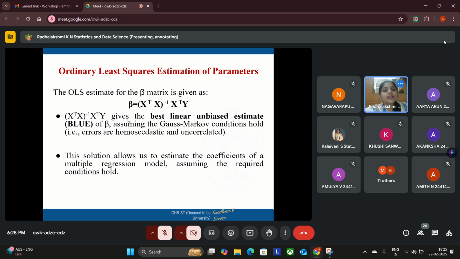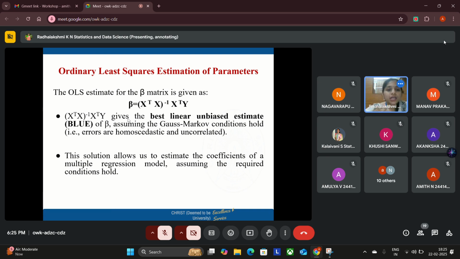Now, there is a very attractive property about OLS that is called BLUE. What does BLUE mean? BLUE means it is best linear unbiased estimator. Why do we call it best? You might think, is OLS the only way of estimation of parameters? No. OLS is not the only way of estimation of the parameters for a regression model.